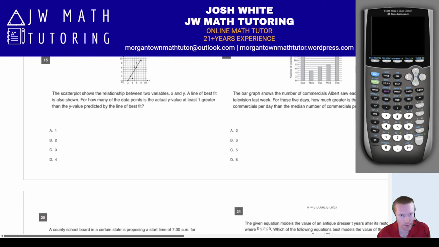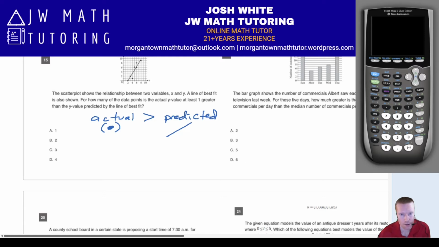Next, we have problem number 15. Here we have another problem where we have a bunch of points on a graph, except that here they show the line of best fit, and they want to know how many of the points is the actual y value at least one greater than the y value that's predicted by the line of best fit. So, okay, be careful here. We want actual. By actual, what I mean is the actual dot greater than predicted. And by predicted, what we mean is something on the line.